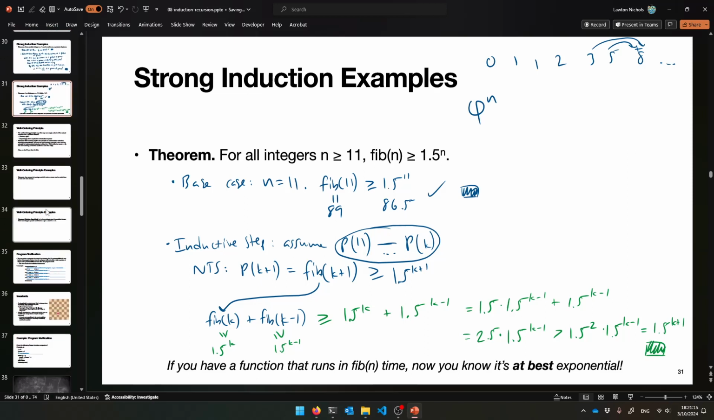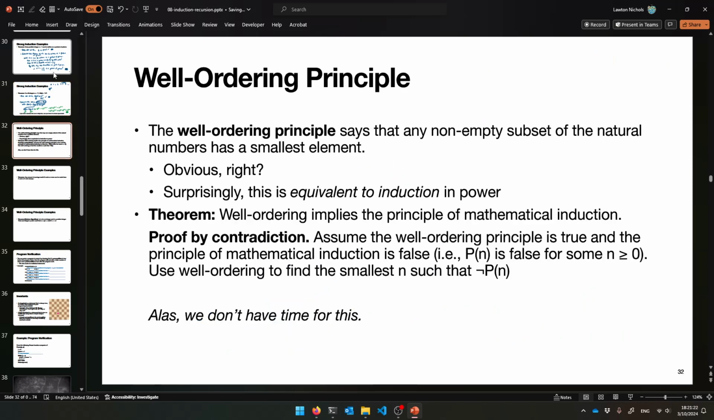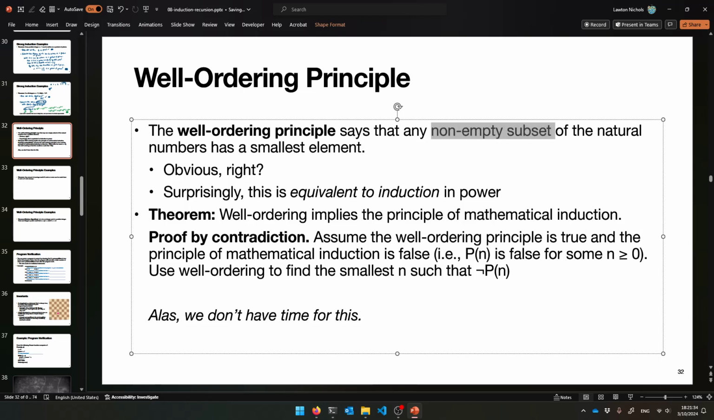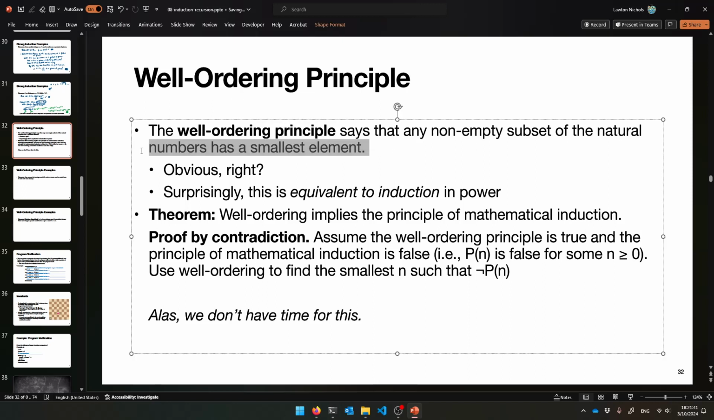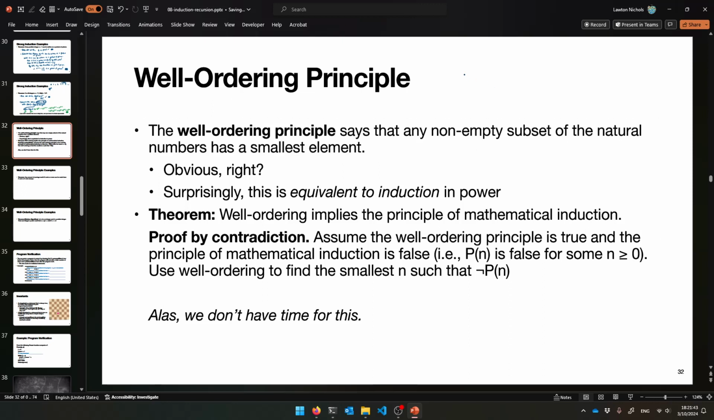All right, a few more topics for the lecture. Let's move on to something that is actually equivalent to induction, but it's a weird, cool idea, which just seems obvious, but actually it's strong enough to be the same as induction. All right, it's called the well-ordering principle. It says that if you have some non-empty subset of the natural numbers, no matter which one, there's always a smallest element in that subset, which just seems super obvious, right?